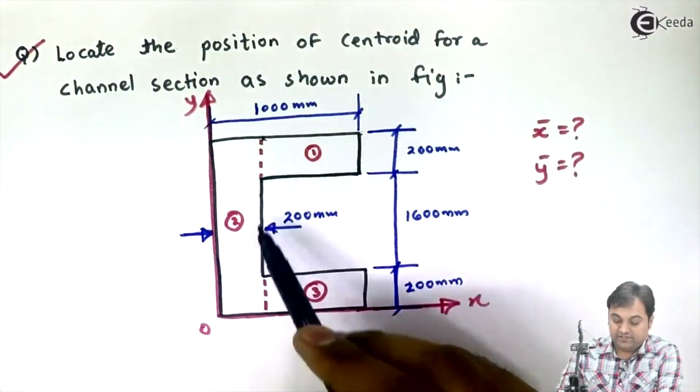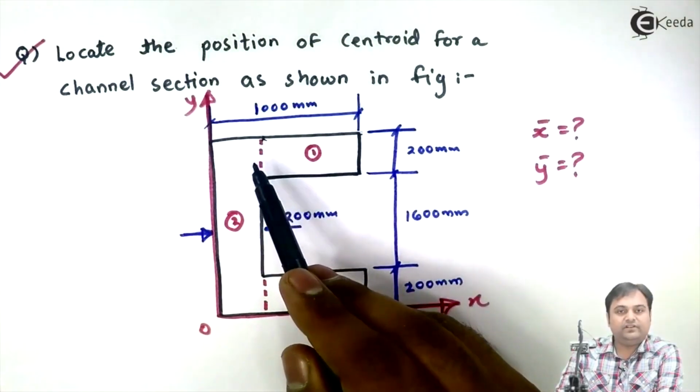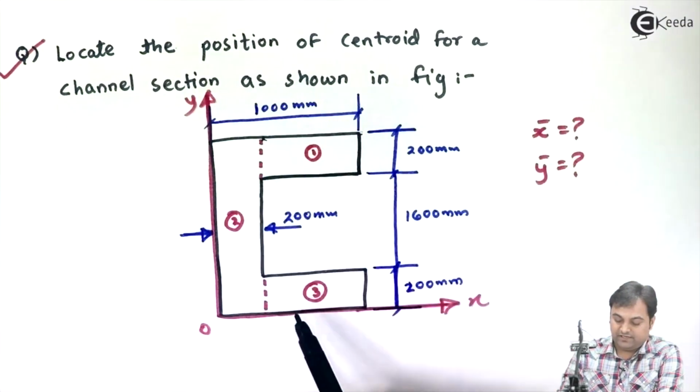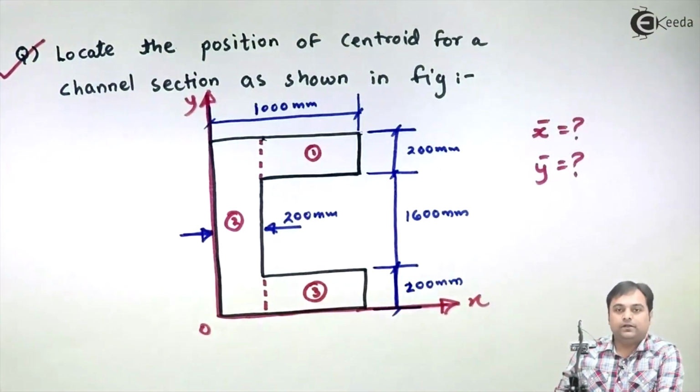So in order to get the centroid for the C section, the first thing is we would be dividing this C section into three rectangles as I have divided here. Here I have divided it into first, second and third rectangles. Now after this, let us start with the solution part.